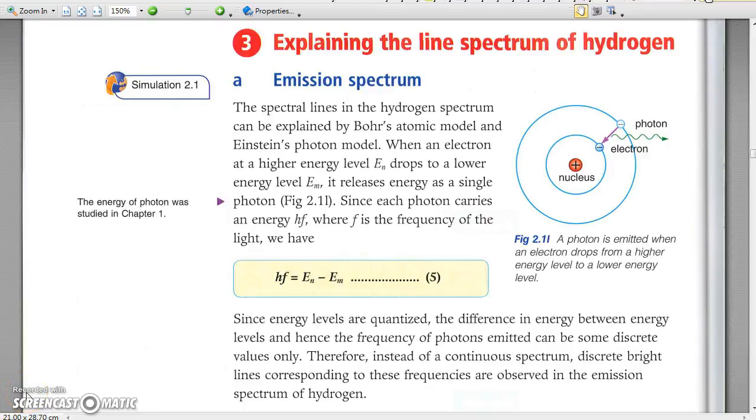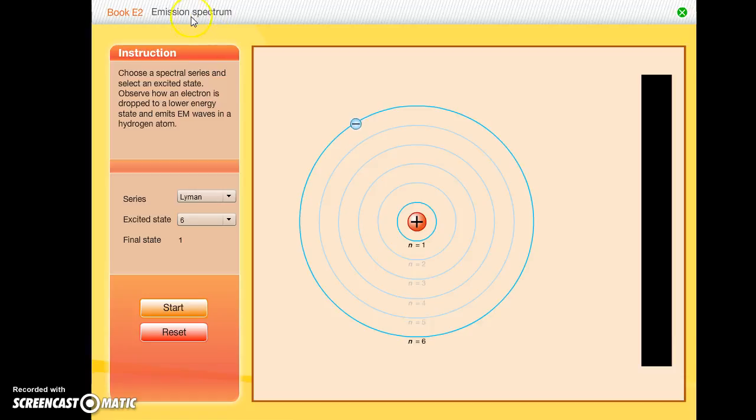3. Explaining the light spectrum of hydrogen. A. Emission spectrum. This shows a simulation of the emission spectrum of hydrogen. Let's start with the Balmer series, which was the first series discovered.